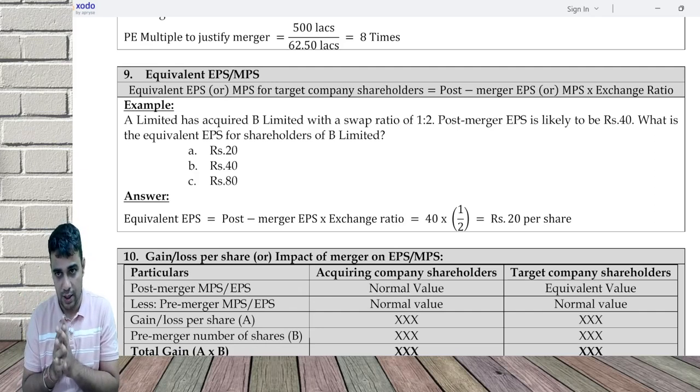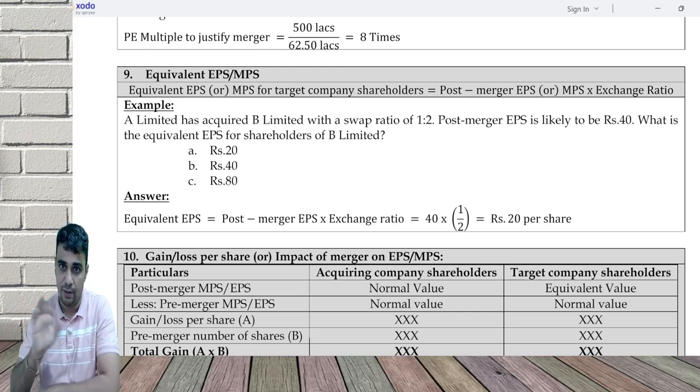Any doubts on this question? So I've introduced the merger table. I've introduced one concept called equivalent EPS, or MPS.